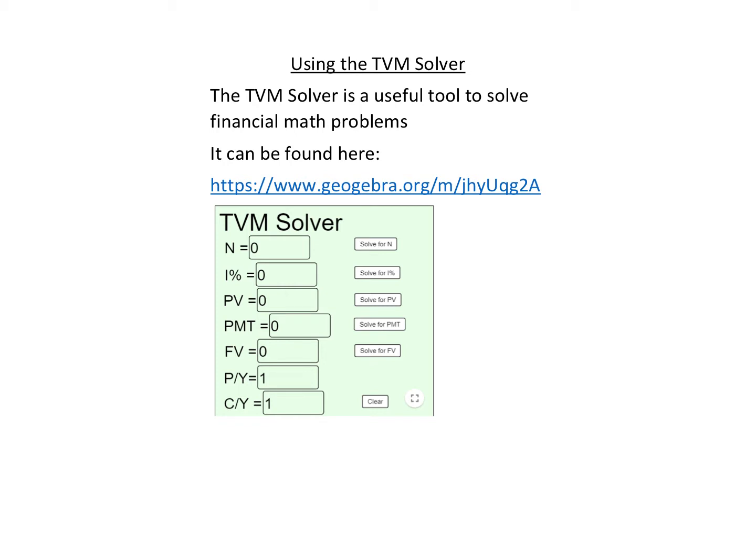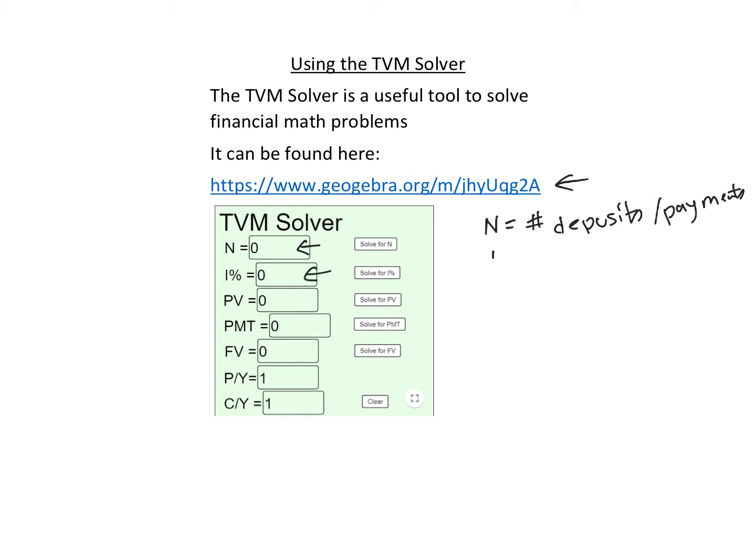So I've provided the link here. It's also on the hub. When you click on this link, you'll get a screen that looks like this. So N, you'll see the first number here is N. N is the number of deposits or payments if you are going to borrow some money.